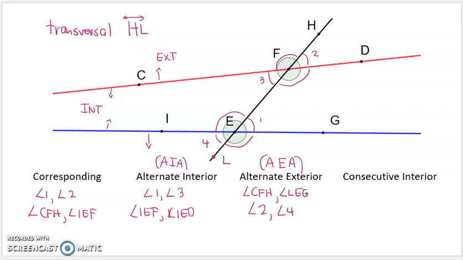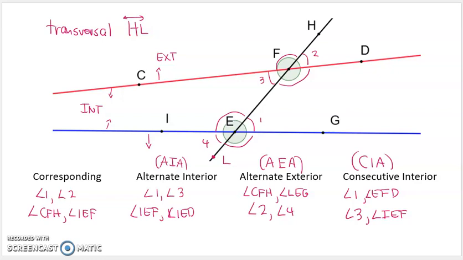Lastly, angles that are consecutive interior. Interior means they lie within the intersected lines. Consecutive means they lie on the same side of the transversal. So angle 1 and angle EFD lie on the same side of the transversal, so they're consecutive angles, and they're also interior, meaning they're within the intersected lines. Angle 3 and angle IEF would also be consecutive interior angles, or CIAs. Now, what do we know about these?